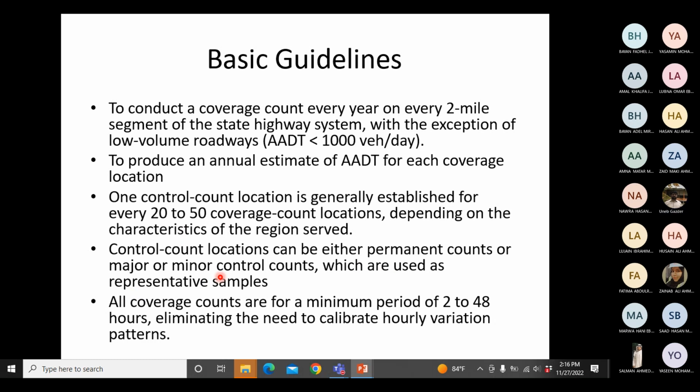Okay, for coverage counts we have a minimum period, and then we have a more preferable period, you can say. The minimum counting period for coverage counts is 2 hours. And you can go up to 48 hours or even more. So more is better, but less than 2 hours is not allowed. So all coverage locations must be counted for at least 2 hours. If you want to do more, fine.